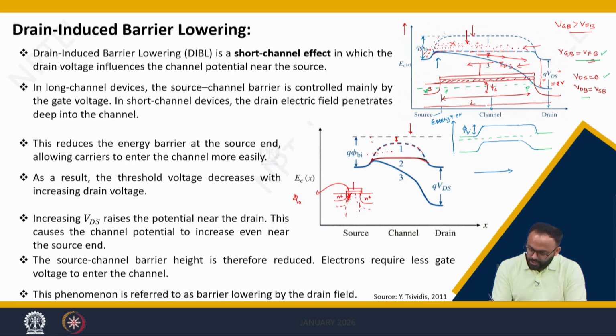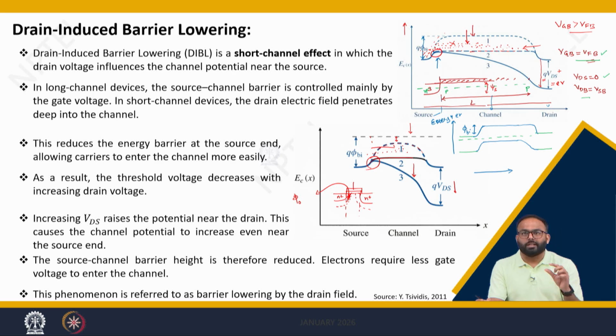So, all the carriers will come here into the channel from the source. Now, you increase VDS. If you increase VDS, this will pull down your conduction band, right, and you just focus on this region, which is the source channel barrier. Here, pulling down the conduction band by applying proper VDS is not affecting the barrier. However, when you apply VDS in short channel devices, this will lower the source channel barrier also. This phenomenon is called drain induced barrier lowering.